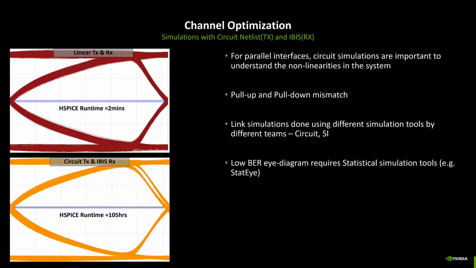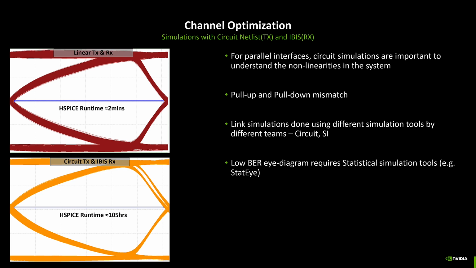So the eye diagrams on the left compare the simulations done with a linear TX and RX and simulations done with a circuit TX and RX. The simulation time, the number of nanoseconds of simulation time, has been kept constant. So you can see the difference in the runtime. It's several orders of magnitude higher. And like Randy mentioned, when you are doing DDR simulations, you need to take care of pull-up, pull-down mismatch.